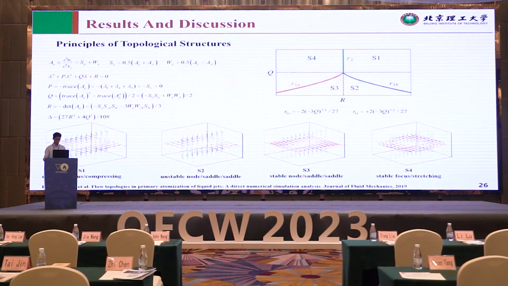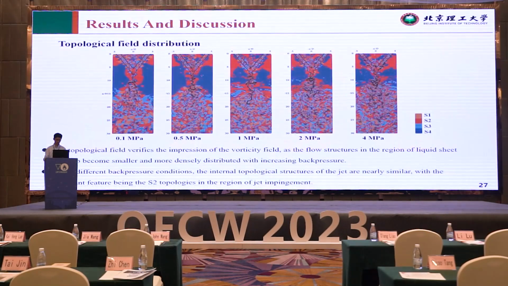We also studied the topological structure. The series divides the flow field into 4 structural parts: S1 being the unstable focus / compressing, S2 being unstable node / saddle, S3 being stable node / saddle, and S4 being stable focus / stretching. The topological field verifies the impression of the vorticity field.